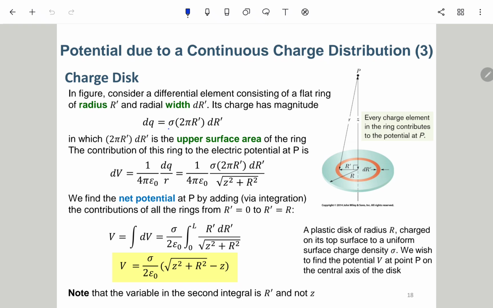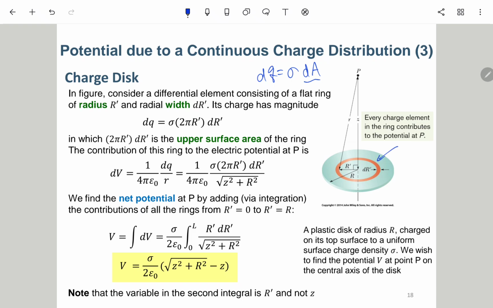Actually, this sigma is the surface charge density, 就是面电荷密度. Which means that originally it is dq equals sigma times dA. We already assume that this surface charge density is uniform over the whole disk, so we can use dq equals sigma times dA. So what is the dA?